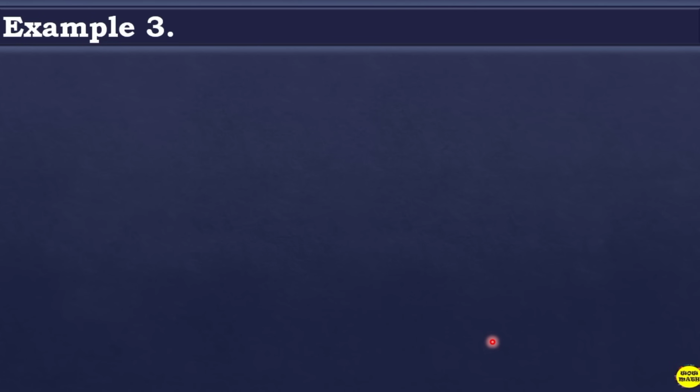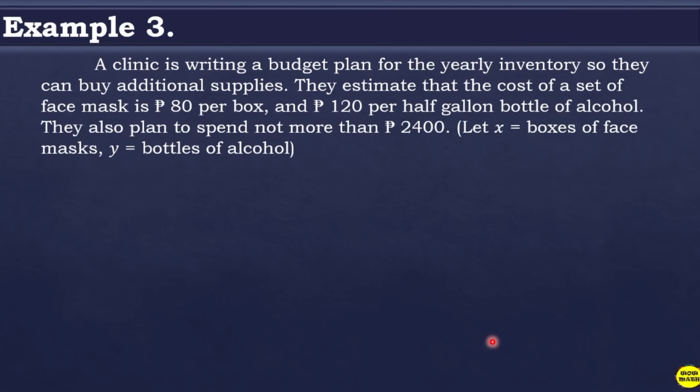Okay, let's have example number 3. A clinic is writing a budget plan for the yearly inventory so they can buy additional supplies. They estimate that the cost of a set of face masks is 80 pesos per box and 120 pesos per half-gallon bottle of alcohol. They also plan to spend not more than 2,400 pesos. Ito na naman tayo sa not more than. So, i-represent natin yung X as the number of boxes, yung bilang ng box ng face mask. And yung Y mo, yung number ng bottles of alcohol.